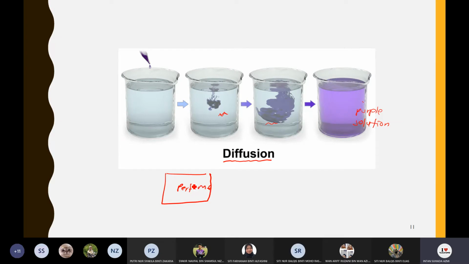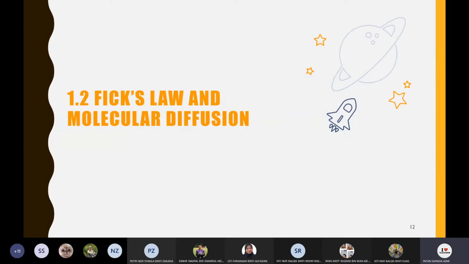I spray a perfume in this room, yet soon the perfume will diffuse so that you can smell it anywhere in the room. Okay. So we move on with Fick's law and molecular diffusion.